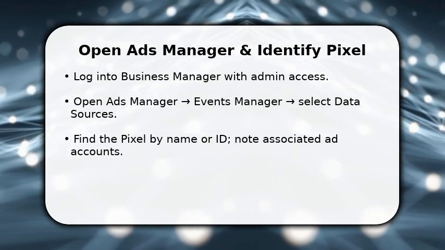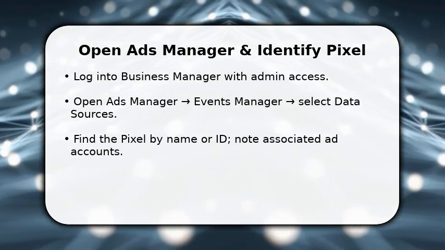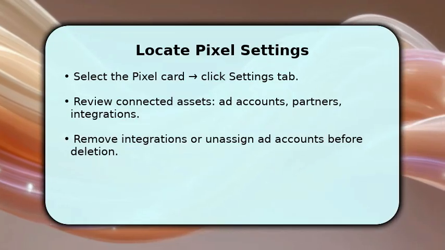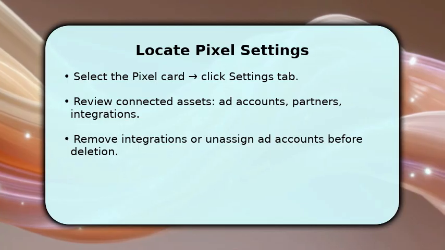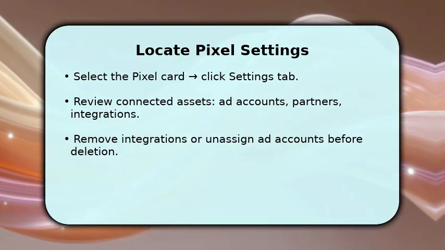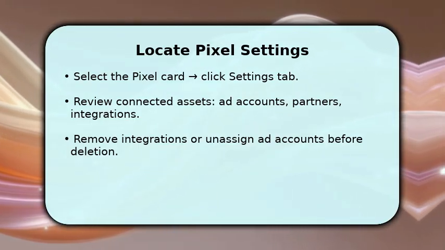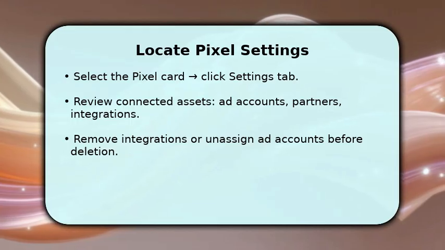You now open the pixel card and click the Settings tab. Here you see connected assets, ad accounts, partner integrations, and API connections, so remove these links first. Click each ad account and choose Remove or Unassign. For partners, use Remove Access.